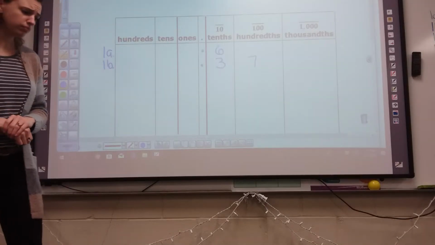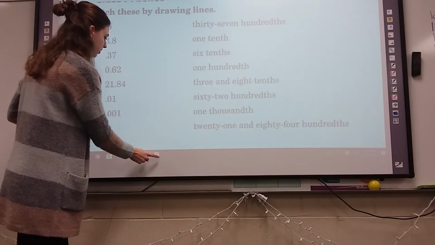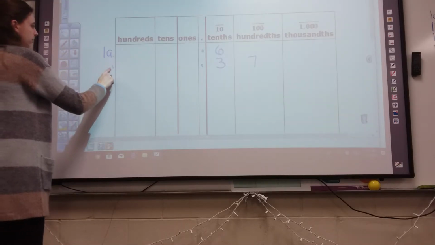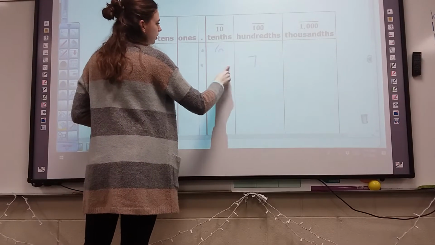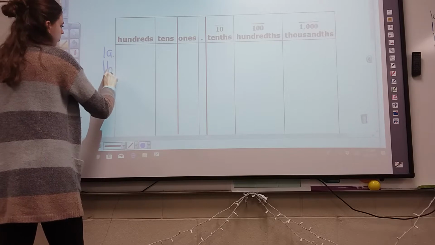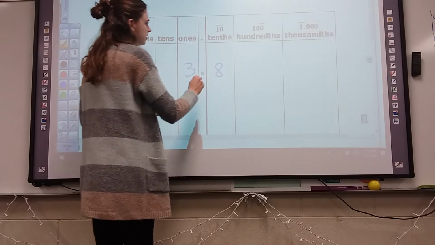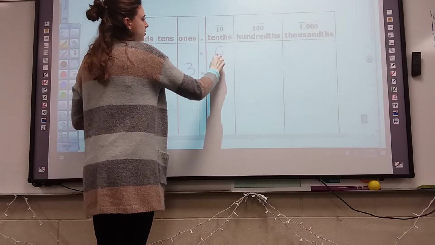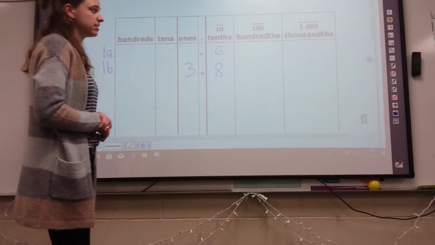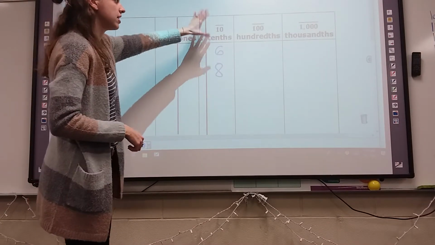Now, 1B, let me just double check, I went all the way to 1C. Let me quickly change that. We're actually on 3.8 for 1B. And this was 0.6. Again, we still name it by its last place value. Its last place value is the 8 here, and the 8 is in the tenths place.